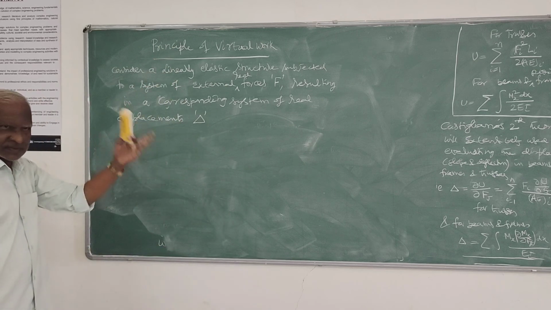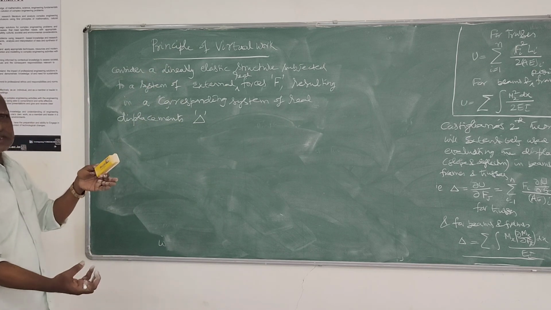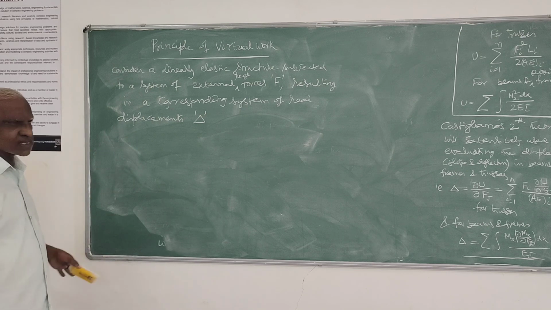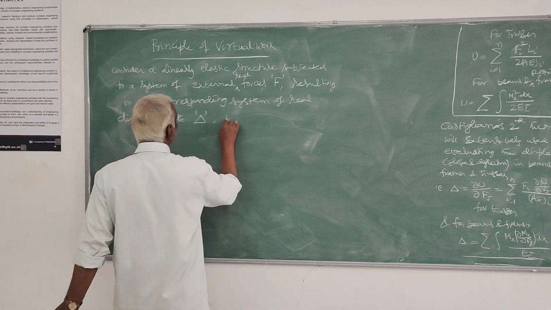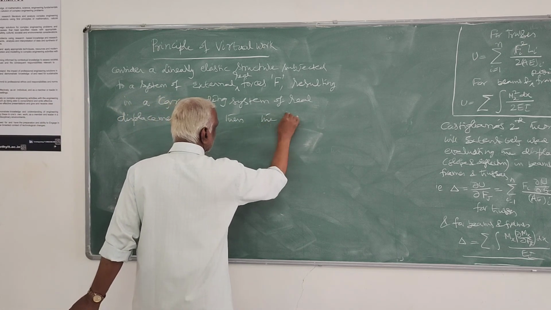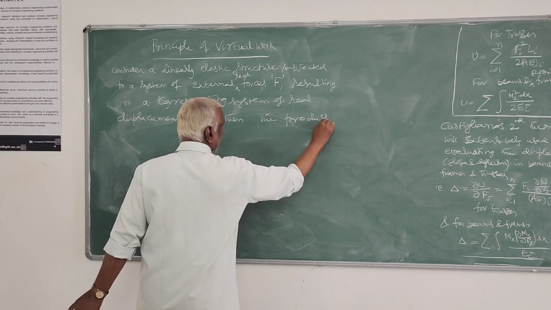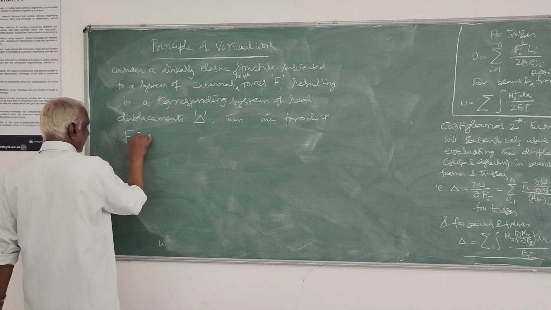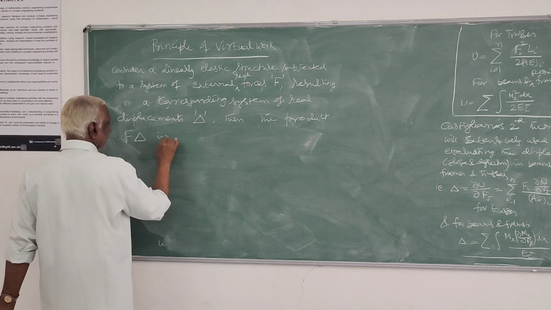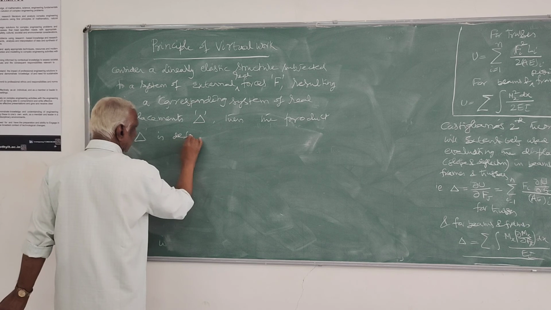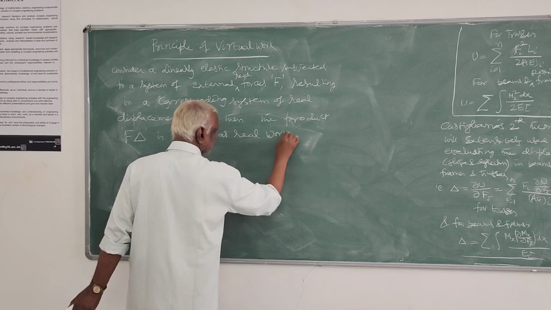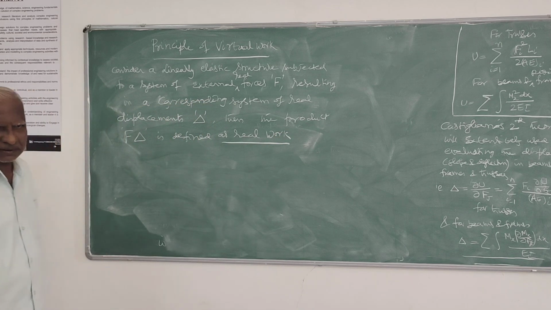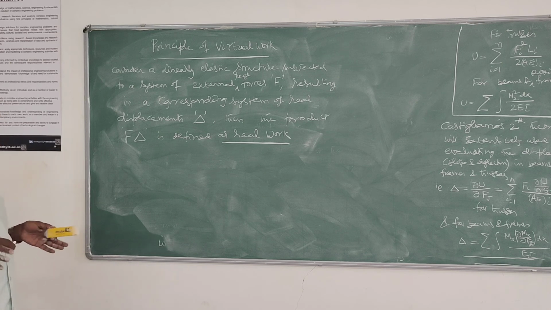A force F, that is the given applied force, causes a displacement delta. You can measure it and you can see it. That is called real force, real displacements. Then the product F delta is defined as real work. That is by the definition of work done, force into displacement. So that is called real work.